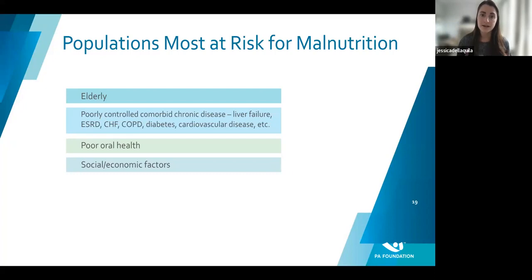So if you think about it, as we see this a lot with the elderly as well, poorly fitting dentures or poor dentition, pain with swallowing, that'll all play a role in the nutrition of the patient. And then, unfortunately, there are socioeconomic factors that do play a role. So it's important that we do, as clinicians, have those discussions with our patients.